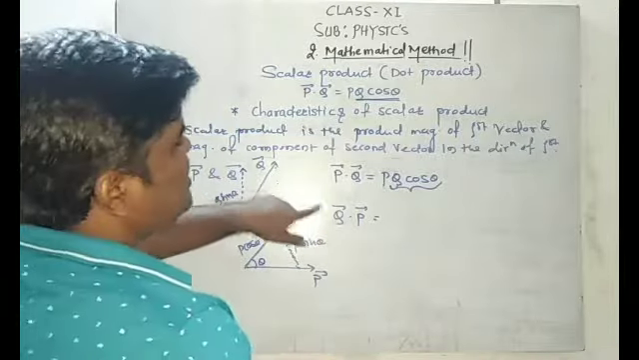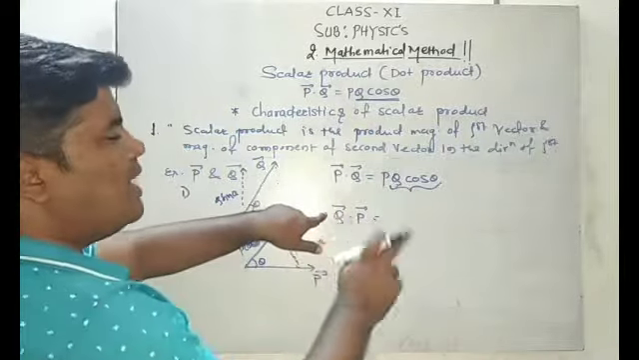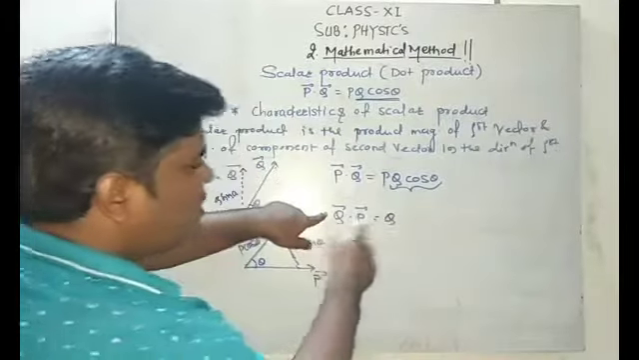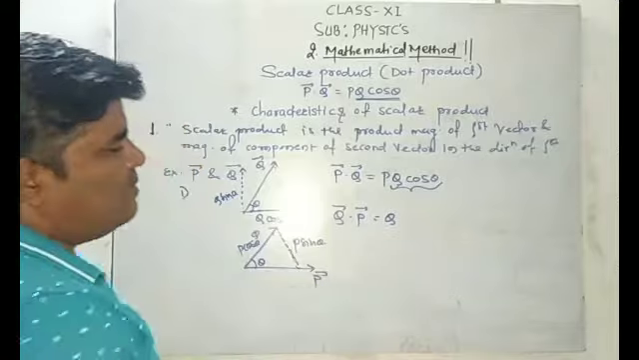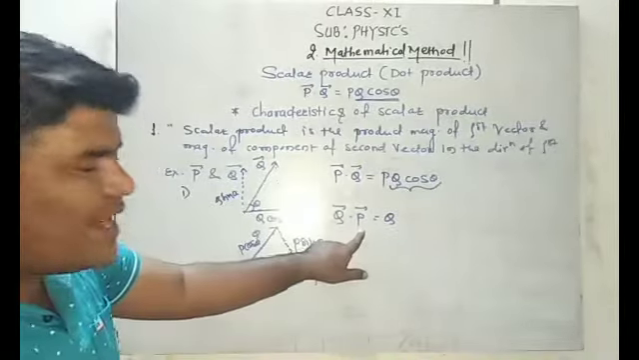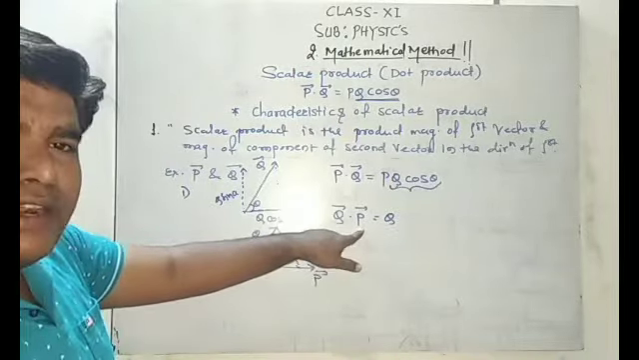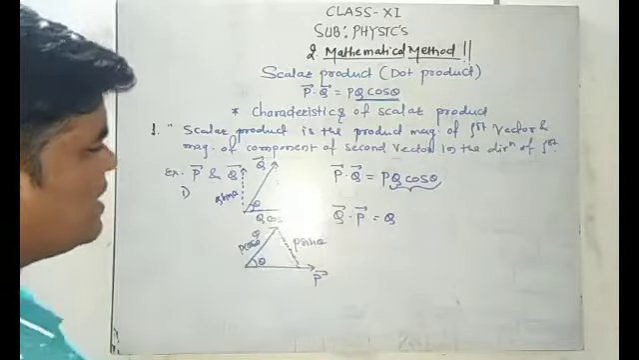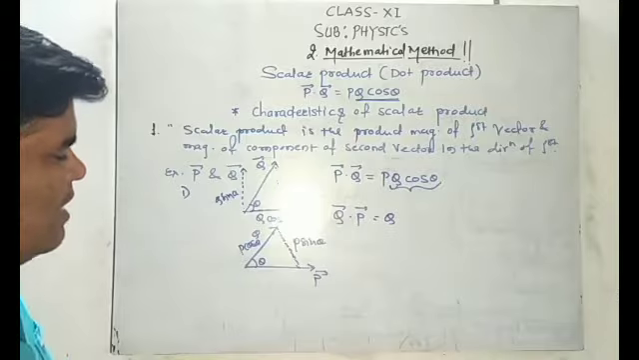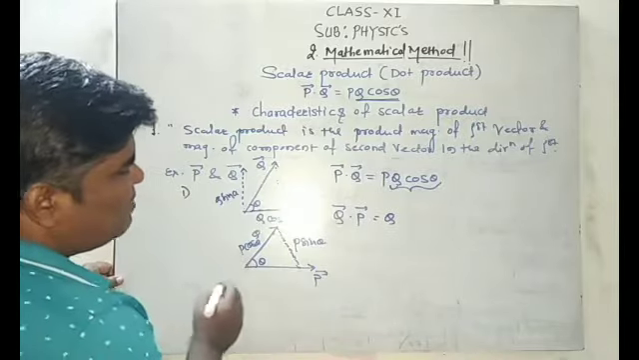Then what does our definition say? This is the product of the magnitude of the first vector. Means what? The product of the magnitude of the first vector. What will its magnitude be? q. And the magnitude of the second vector, that is, the magnitude of the component. Means what? We have to make the component of the second vector. Means what? We have to make the component of p bar.